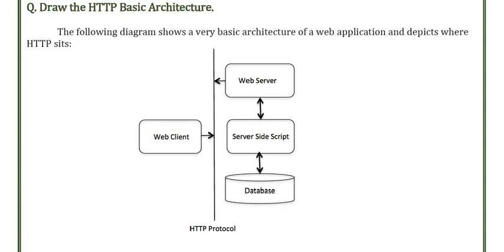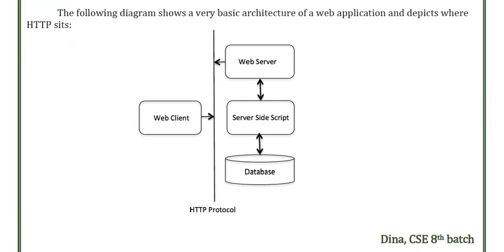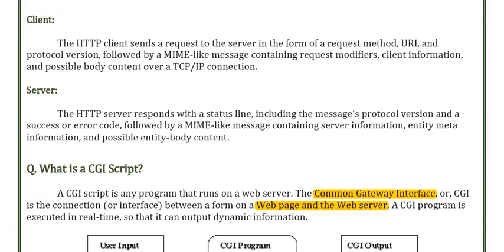Here is the basic diagram of HTTP architecture. Here we have the web client in one section and there is a connection. By this connection we are connected with the web server, the server side scripts and the database. Those work on the HTTP protocol. We have already learned what the client is and what the server is.